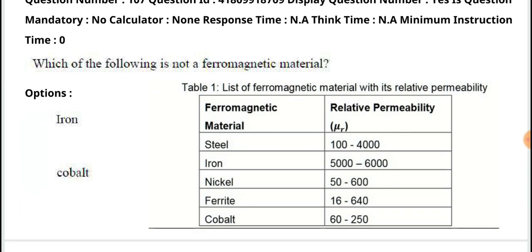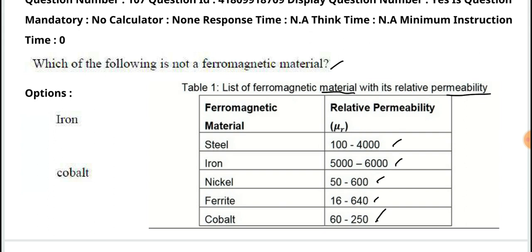Next one. Which of the following is not a ferromagnetic material? For this answer, I have taken this list here, a list of ferromagnetic materials with their relative permeability. You have to understand these values here. Keep them in your mind.